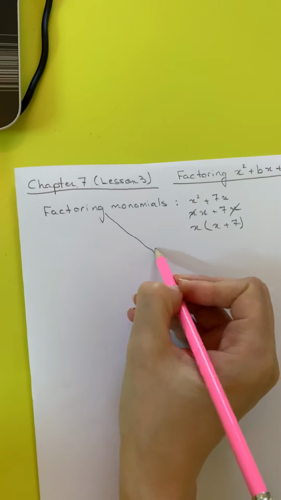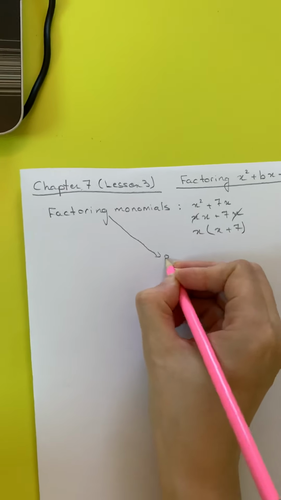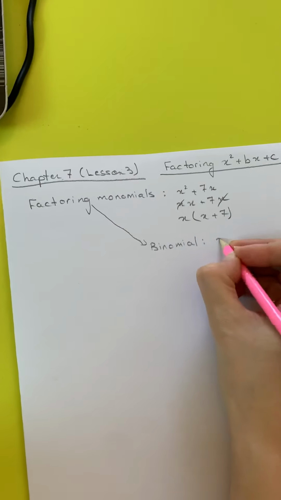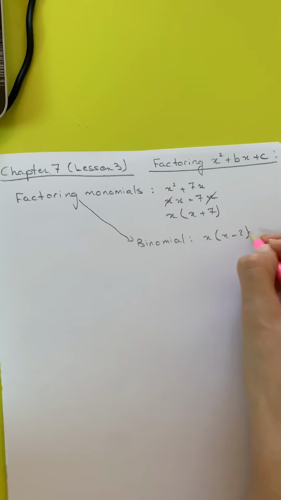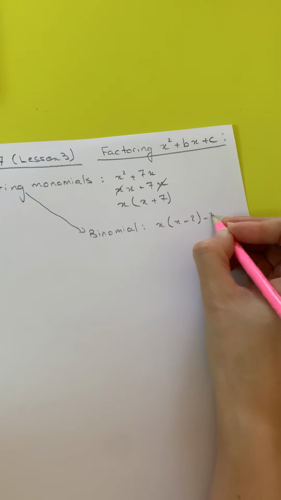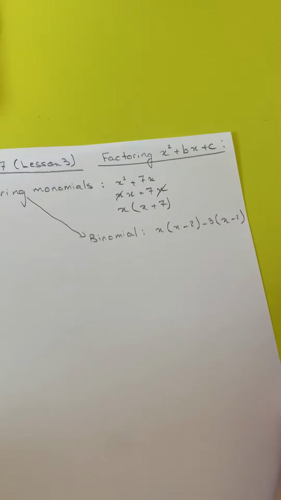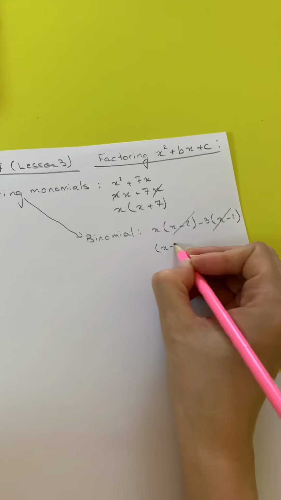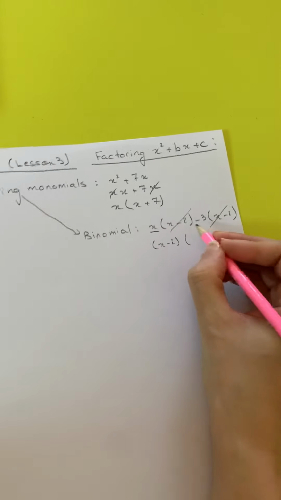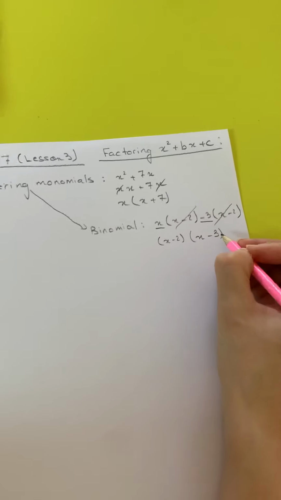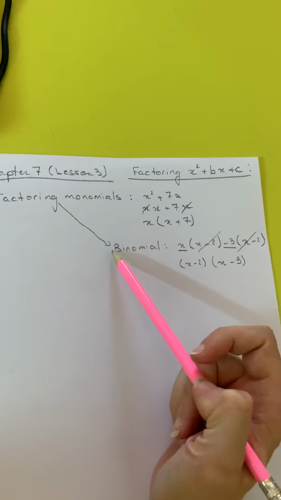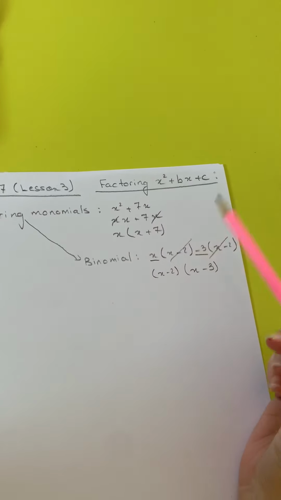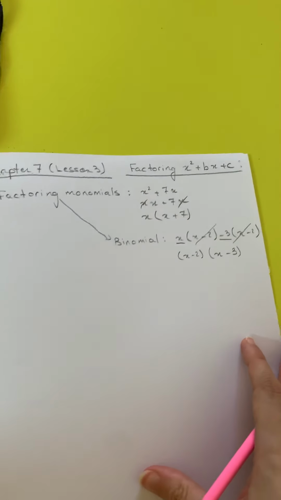Then we did factoring a binomial. For example, x(x - 2) - 3(x - 2). We take the common factor, which is x - 2, put it outside, and what is left goes inside. This is a monomial and this is a binomial. Now what if we have a trinomial in the form x^2 + bx + c? It has a special way of factoring.